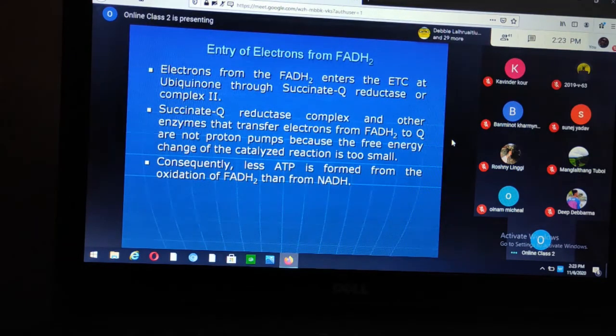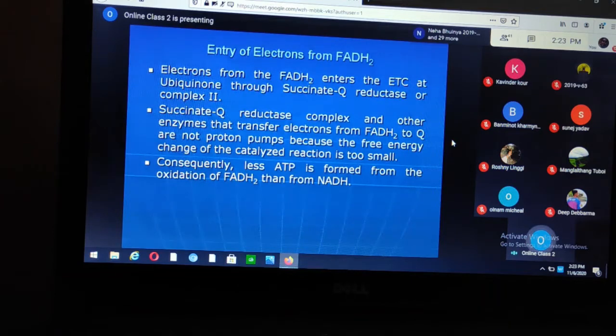Now, if the electrons are to be transferred from the FADH2, then they pass through another protein complex, which we call complex 2. Electrons from the FADH2 enter the electron transport chain at ubiquinone. It doesn't pass through the first complex, the NADH2 reductase, because the energy content of the FADH2 is less than the energy content of the NADH2 reductase.